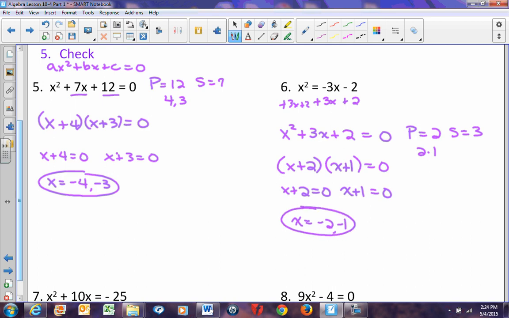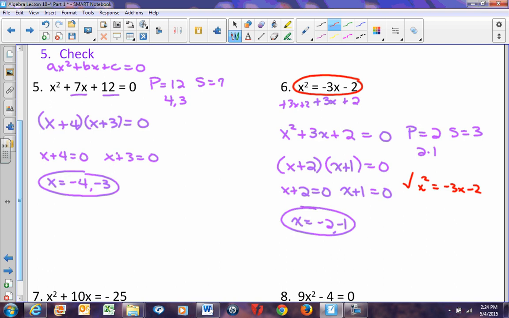And of course, I did say you probably should check these. So I'll show you how to check a problem. It's not very hard to check an equation. To check these, you're simply going to put in negative 2 and negative 1 separately into the original equation. Here's my original equation. I'm going to plug this in. So I will have x squared equals negative 3x minus 2.